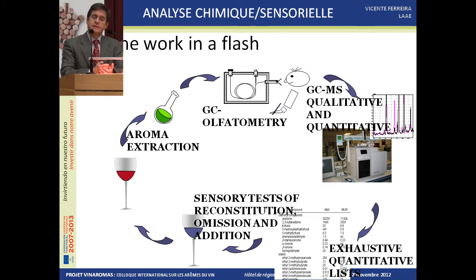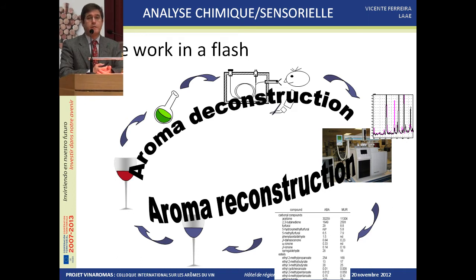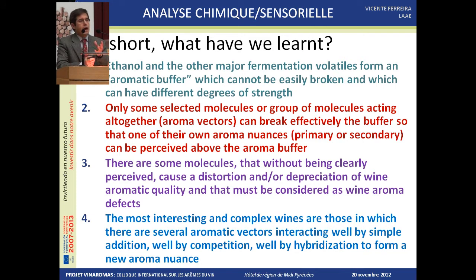So, as you see, that's a part of aroma deconstruction, but of course another very important part is aroma reconstruction. What we have learned, in just a few words, is the first idea: ethanol and the major volatiles of fermentation form what we call an aroma buffer that is very difficult to break, so it is not easy for an aroma molecule to be perceived in that context. In fact, only some aroma molecules or some groups of aroma molecules acting together can effectively break the buffer, so that they really can transmit to the wine their particular aroma nuances, and then we will perceive something different.